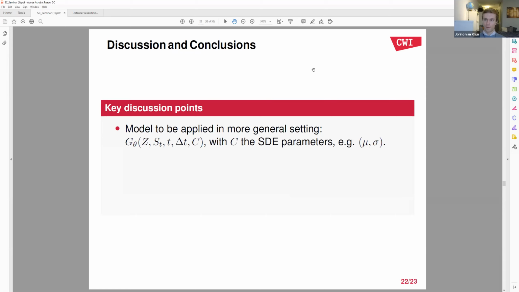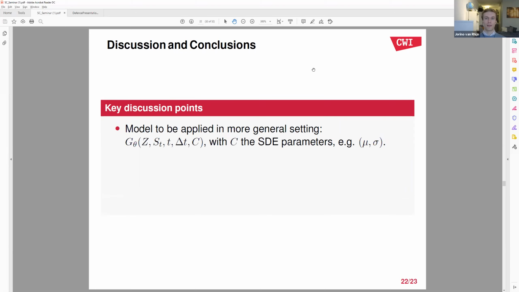So what I've been doing, I've been looking at Ito diffusions. Those are SDEs that don't depend on t, but only on the previous value and the time step delta t. If you look at more general SDEs, you should also take into account the current time step, but that can just become an additional parameter into the model.